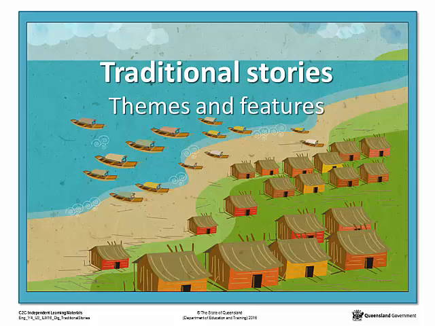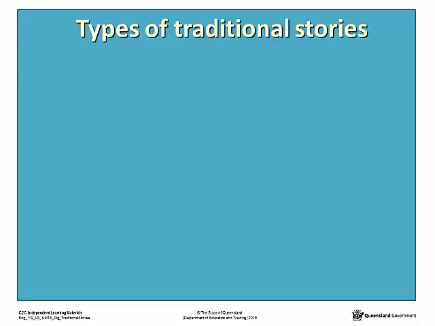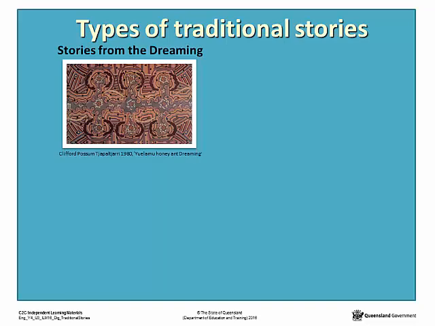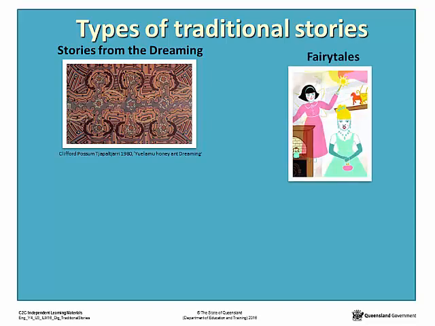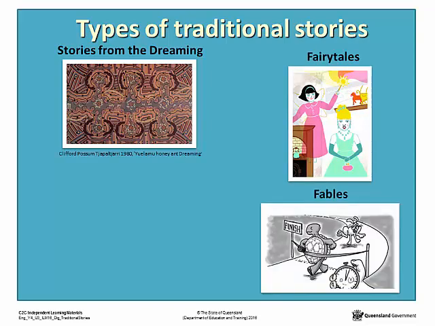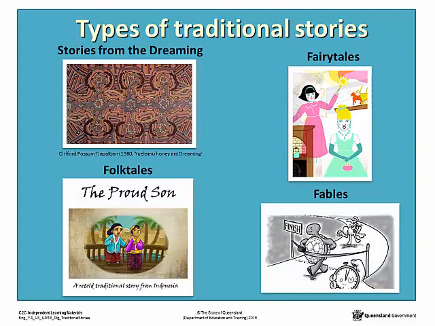In this unit, you are going to be learning about traditional stories. There are a number of different types of traditional stories, and you will have seen some of these in other units. There are stories from the dreaming, fairy tales like this one, Cinderella. There are fables like the hare and the tortoise, and folk tales like the proud son. We will look at one traditional fairy tale in this unit, but we are mainly going to be looking at folk tales.